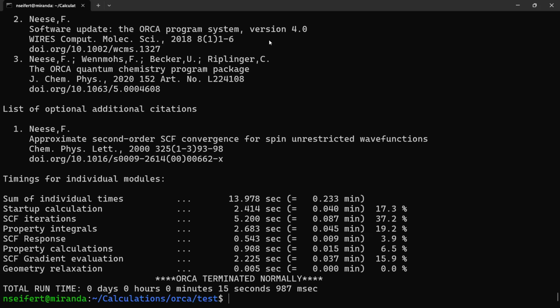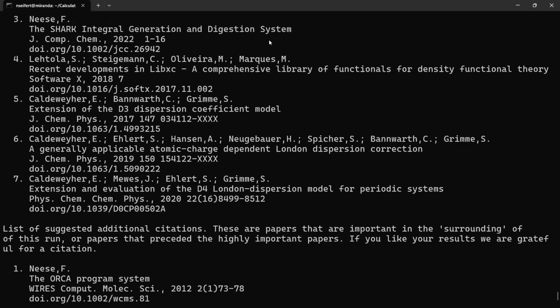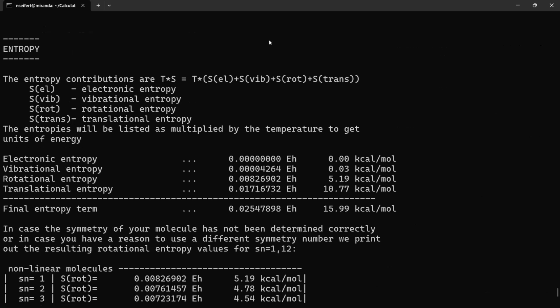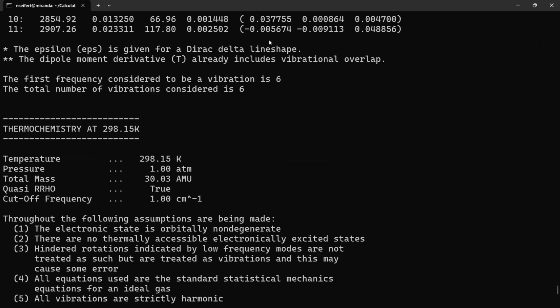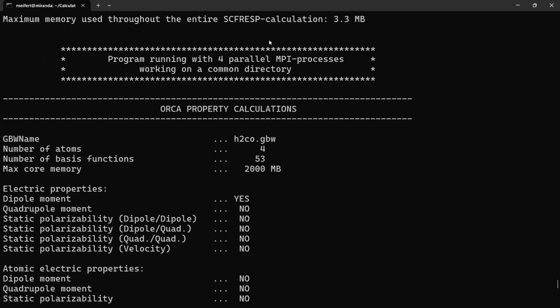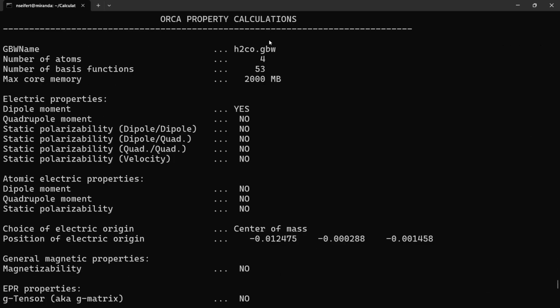If I had taught this class 10, 15 years ago, we would have still been here waiting for it to finish. Really, really fast. It's kind of hard to drive that home. So I'm going to scroll up. There's a bunch of extra stuff here. Let's just go up to the vibrational stuff. Well, let's just look at the properties it calculates.